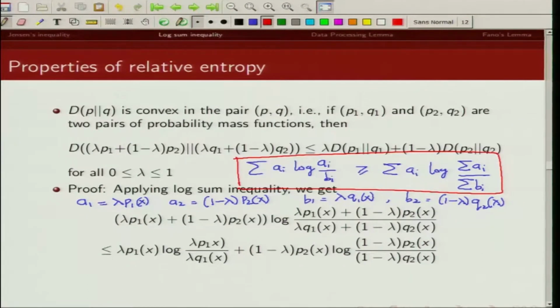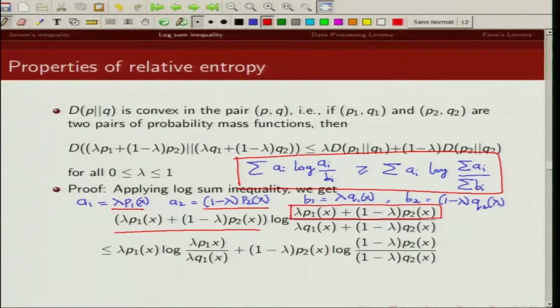Okay. Then according to the log sum inequality, summation ai log of summation ai by summation bi is less than or equal to summation of ai log of ai by bi. So, what is summation ai? This is this plus this. So, log of summation ai is this quantity.